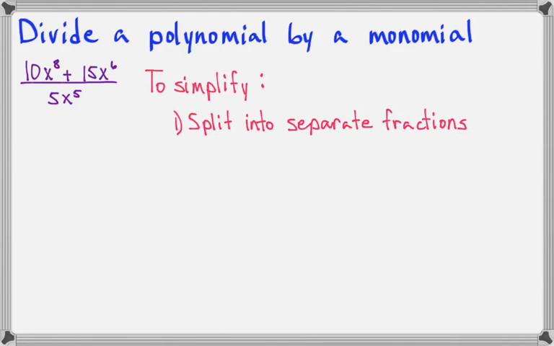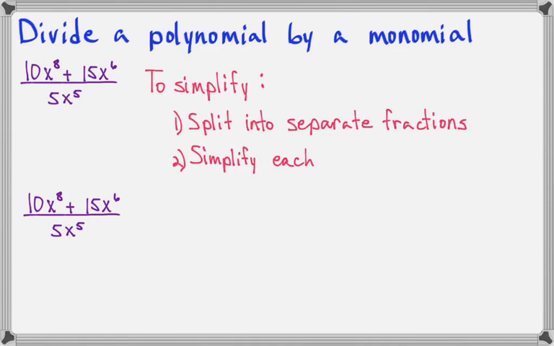So we'll split it into separate fractions and we'll simplify each one. So I'll have 10x to the 8th over 5x to the 5th plus 15x to the 6th over 5x to the 5th. Now this fraction will simplify as we've seen before in the monomial lesson.